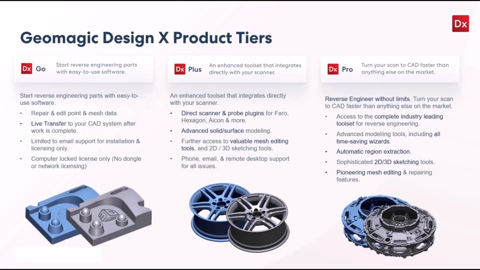But Design X has 3 product tiers. And as this slide shows, it gives you some color commentary on some of the functionality in each one. And we even have PDF documents available that we can send out that have more specific details on which tools are in which product level.